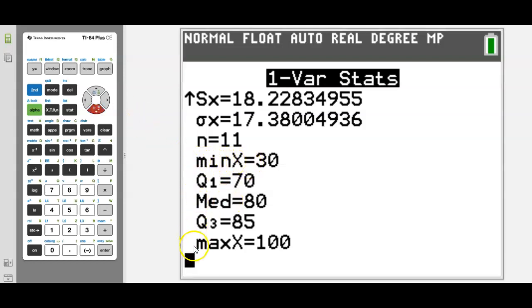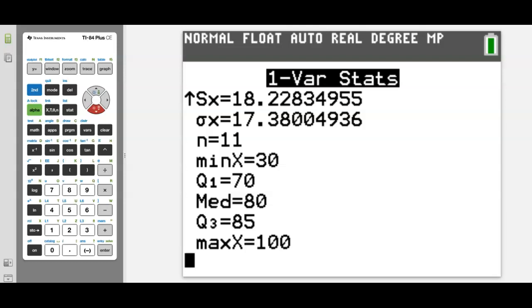These last 5 things here are the minimum, the first quartile, which is where 1/4 of the data falls below and 3/4 falls above, 70. And then the median is the exact middle when they're put in order, or the average of the 2 middle numbers if there's an even number of items. And Q3 is the 3rd quartile or the 75th percentile mark, where 75% of the data is below this, 25% is above, and the max. So this is called the 5-number summary.